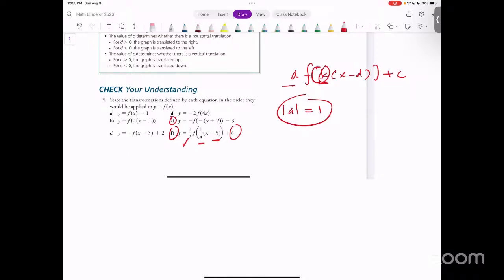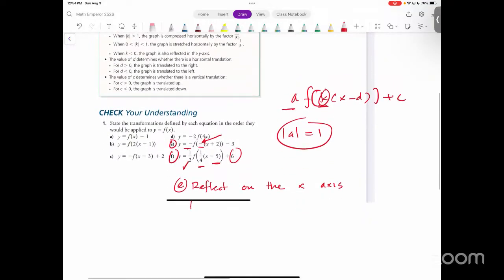So the minus is going to be a reflection on the x-axis. Make sense? So that is going to reflect the graph on the x-axis. Now this one is going to reflect the graph on the y-axis. So E is going to be a reflection on the x-axis, then a reflection on the y-axis, isn't it? Make sense? Then horizontally translate to the left by 2 units, vertically translate down by 3 units. Are you seeing the picture?